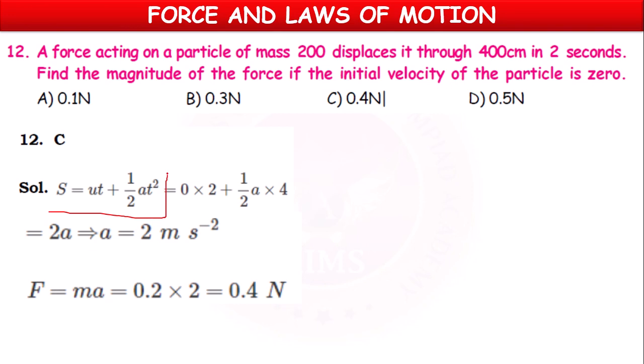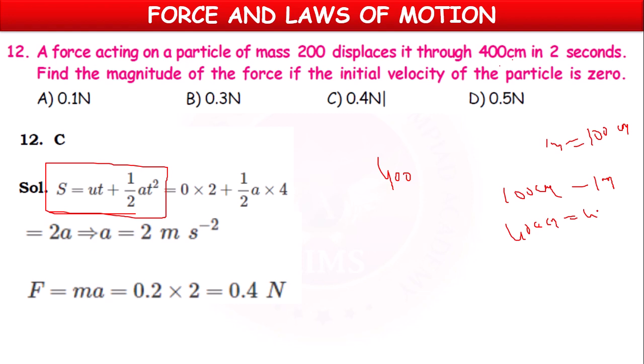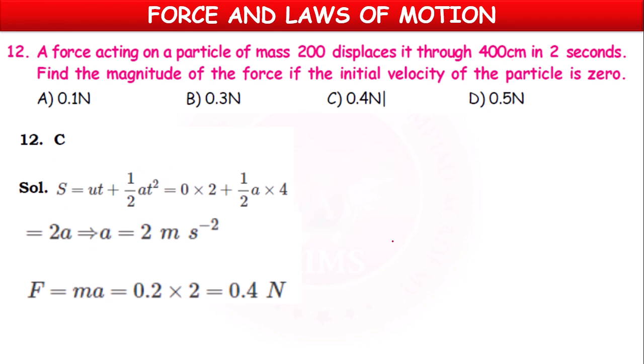For that, let's take the formula s equal to ut plus half at square, where s equal to 400 centimeter. If we convert into meter, 1 meter equal to 100 centimeter, or 100 centimeter equal to 1 meter, then 400 centimeter equal to 4 meters.